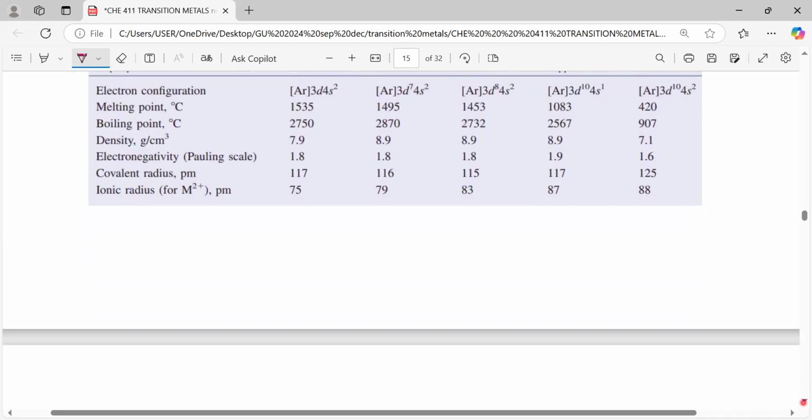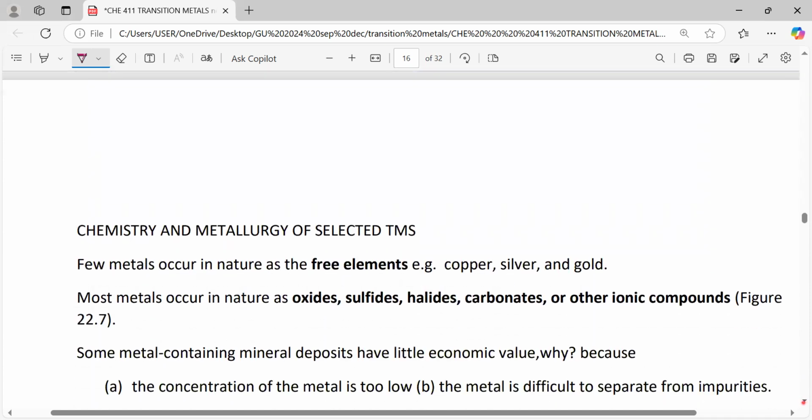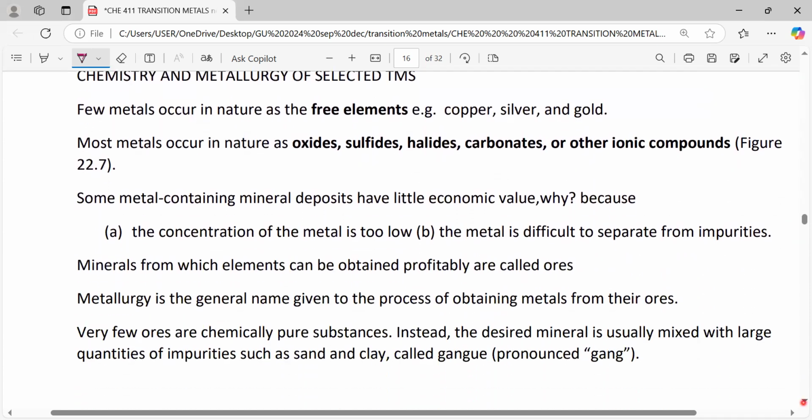So they might not be perfect, but at least we see a general trend that we should be able to explain. Now let's see the chemistry and metallurgy of selected transition metals, and we will select copper and iron, and we will have some general perspectives before we go to specifics.